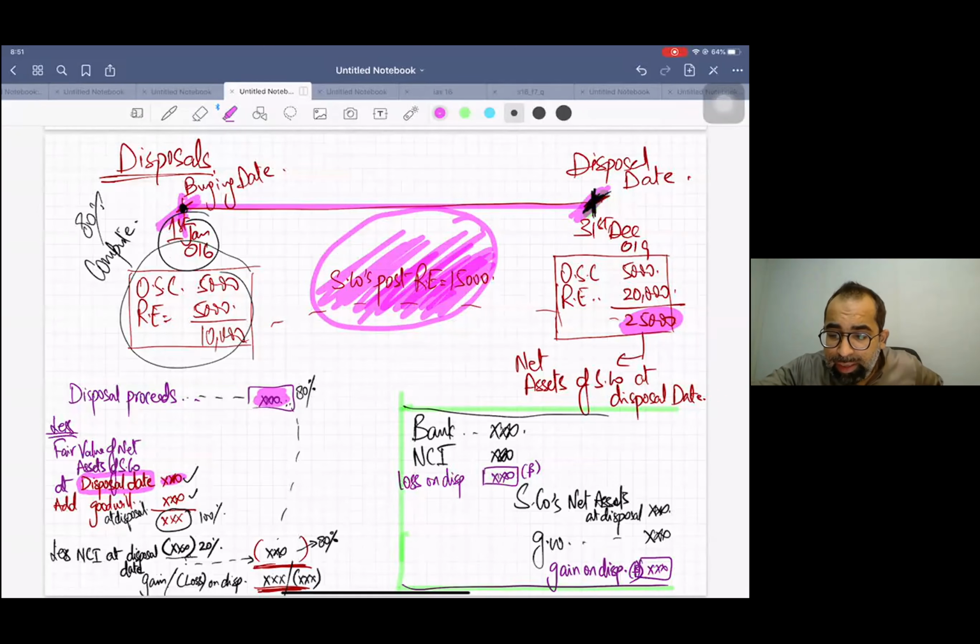You must add this 15,000, S company's post retained earnings share in consolidated retained earnings. You must add this S company's post retained earning in consolidated reserve.